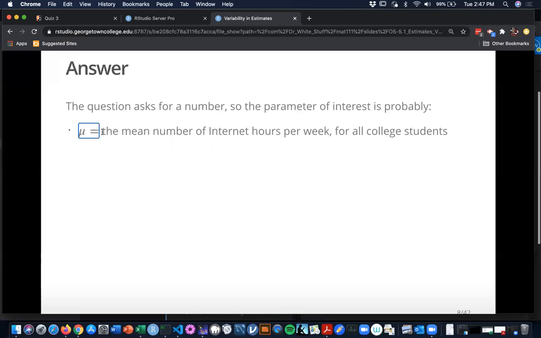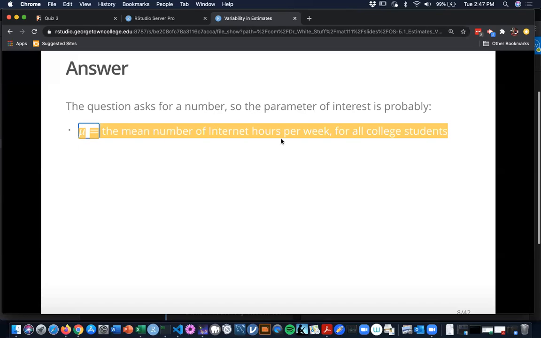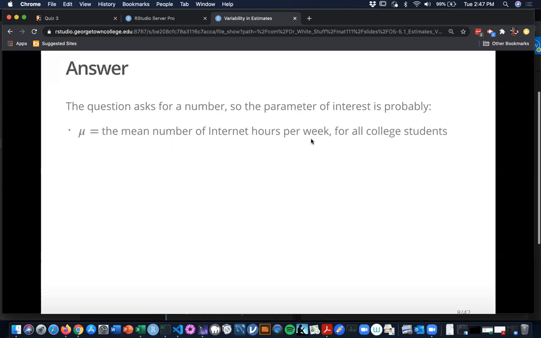Once you've decided that, you want to define what mu is. You're not going to be able to say what it is as a number because you don't know it, but you can define it conceptually. And you would define it as the mean number of internet hours per week for all college students. The word all is really important there because you're stressing that this is not just what you see in your sample, it's this unknown mean for the whole population.